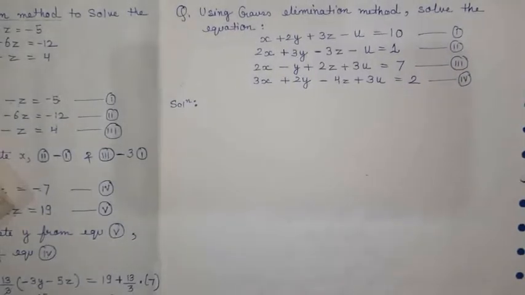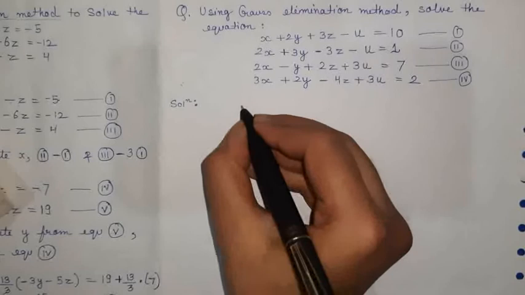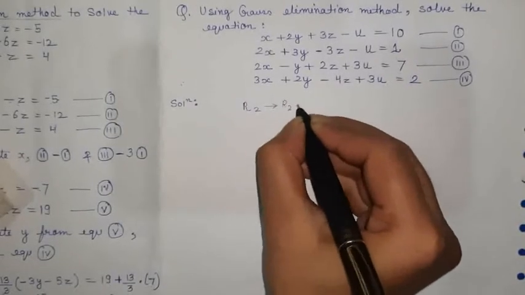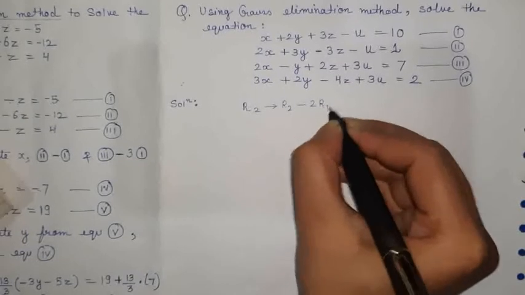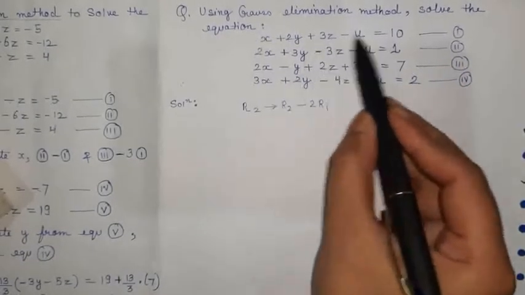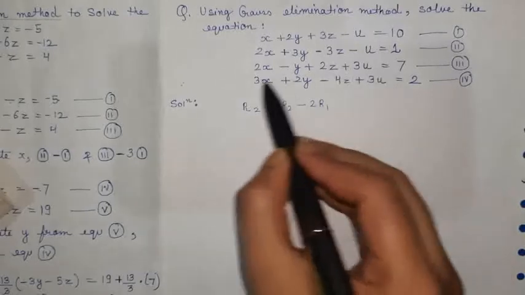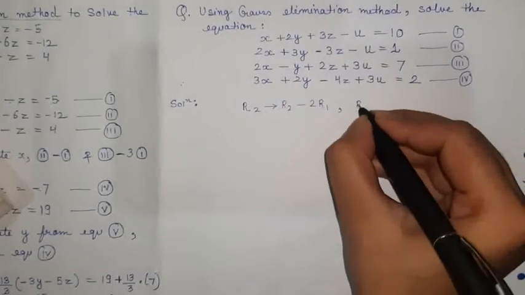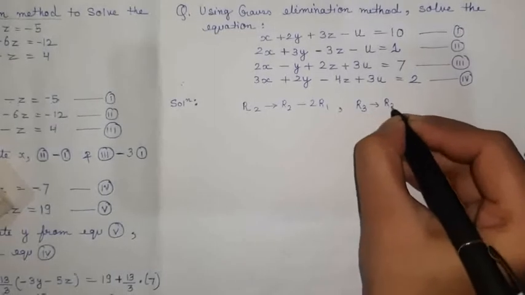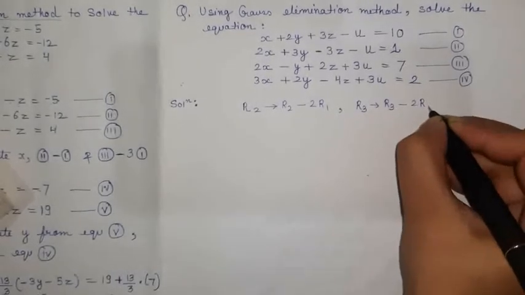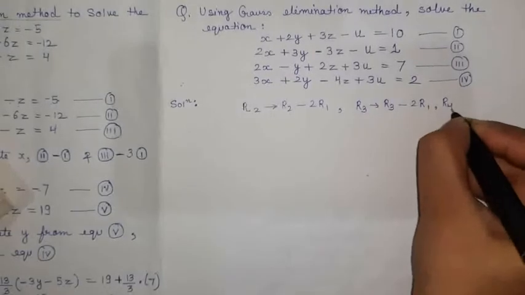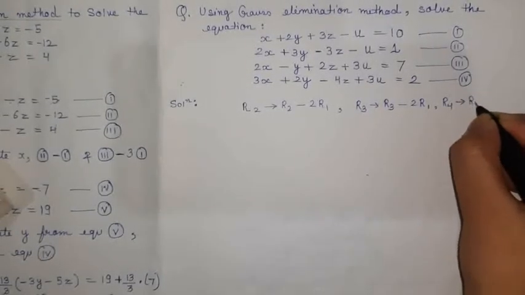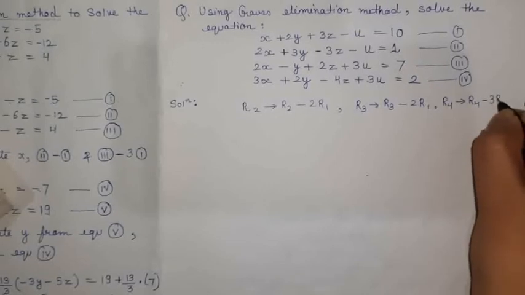So what we will do first, in R2 we will write R2 minus 2R1. This is my row 1, this is row 2, this is row 3, this is row 4. So this one we will do. Here also we will do the same. In R3 also we will do R3 minus 2R1. And in R4 we will do something a little different, that is R4 minus 3R1.